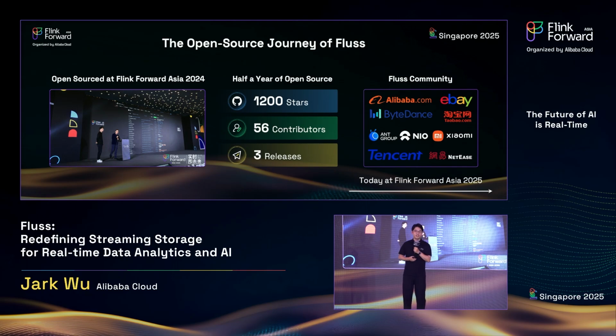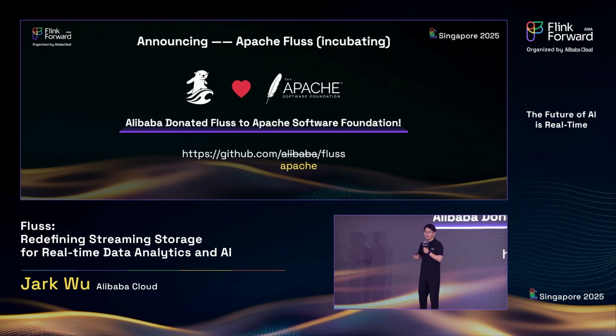So today at Flink Forward Asia 2025, we are very proud to announce that Alibaba has completed the donation of Fluss to the Apache Software Foundation. It is now an incubating project under ASF as Apache Fluss. And you can visit the new repository by simply replacing Alibaba with Apache in the previous GitHub URL.